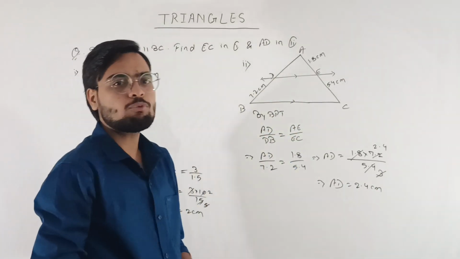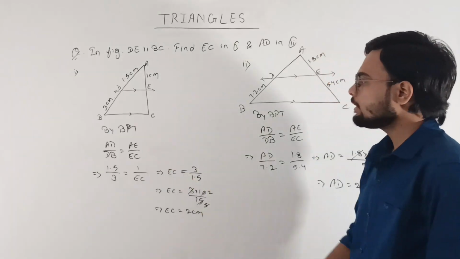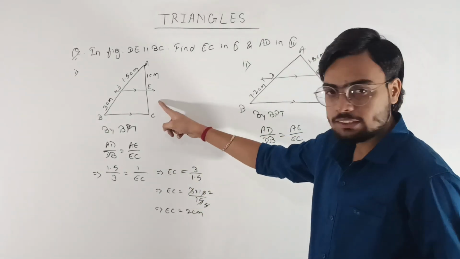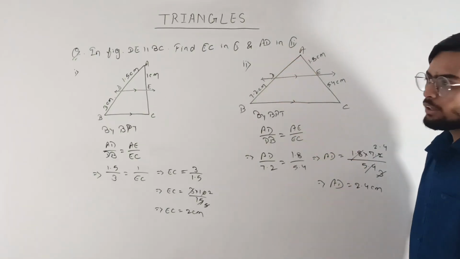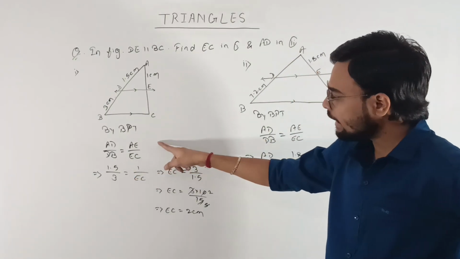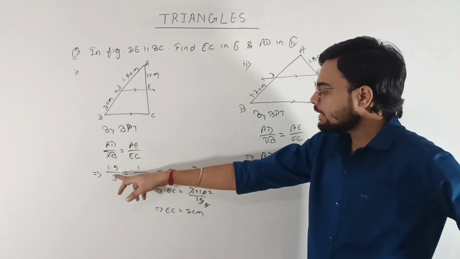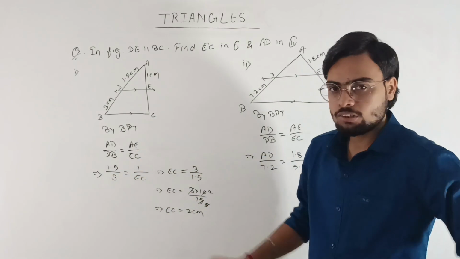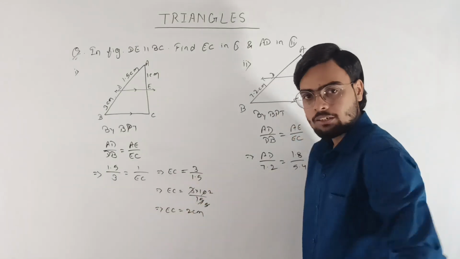Okay, let's see one more time. We have two figures or two triangles in which DE is parallel to BC. So in first we have to find EC and in second we have to find AD. So when DE is parallel to BC, then by BPT, AD upon DB is equal to AE upon EC. AD is 1.5, DB is 3, AE is 1, EC we have to find. So from here EC is 2 centimeter.